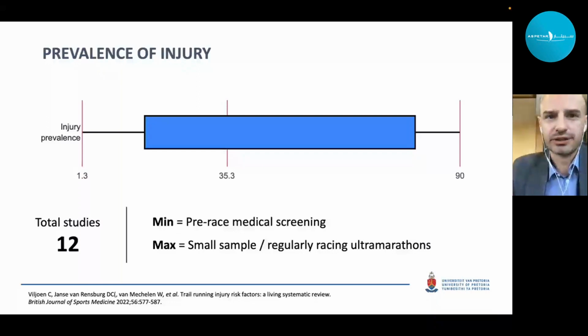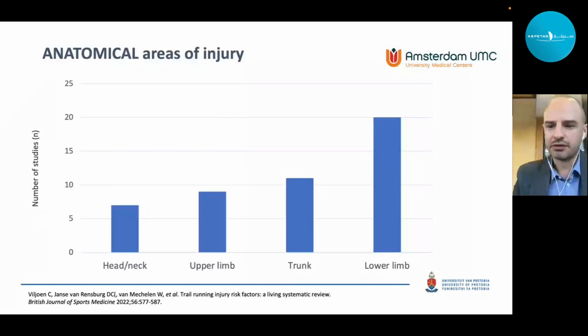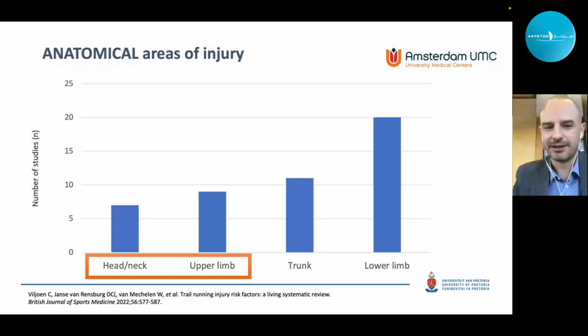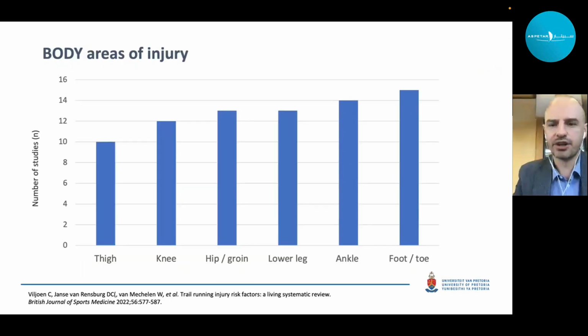If you focus a bit more on the injury profile and where these guys get injured, now obviously this is running, and we expect the lower limb. Most studies report the lower limb as the anatomical area of injury. I just want to highlight that as our living systematic review is getting more and more studies, more and more studies are reporting on the head and neck and the upper limb as anatomical areas of injury. We'll now look into the pathology types, and it might explain it a bit more. In the body area, the foot and toe and ankle are some of the most common areas that we see injured. I just want to put it in context again.